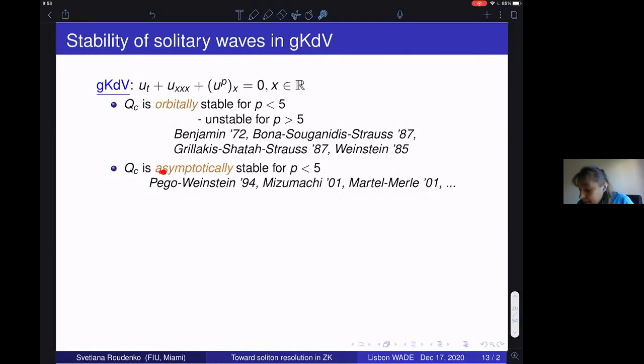So the asymptotic stability was investigated first by Pego and Weinstein in '94, where they look at the exponential weights, and then there are several works. I'm just mentioning a couple, but there are plenty of works on this subject, and I'm sorry if I'm not mentioning all the people who worked on this question. So the delicate case, as you can see, is p equals 5, right? And is the soliton stable or unstable?